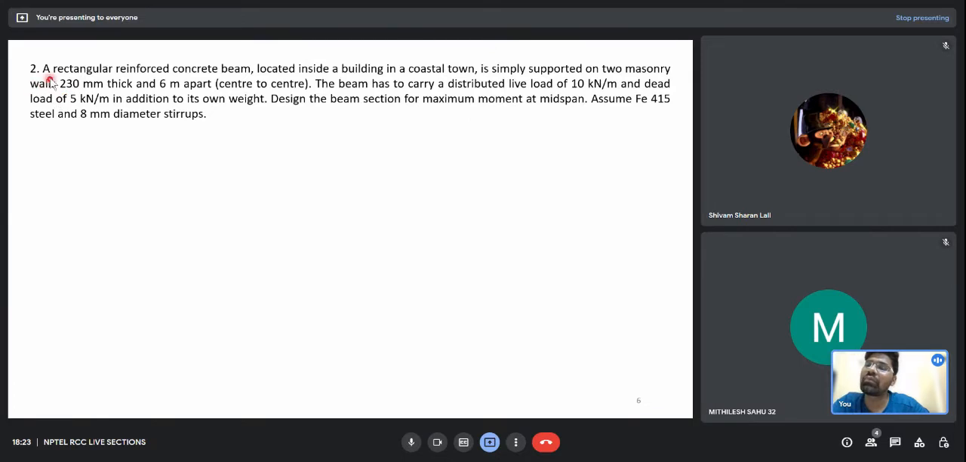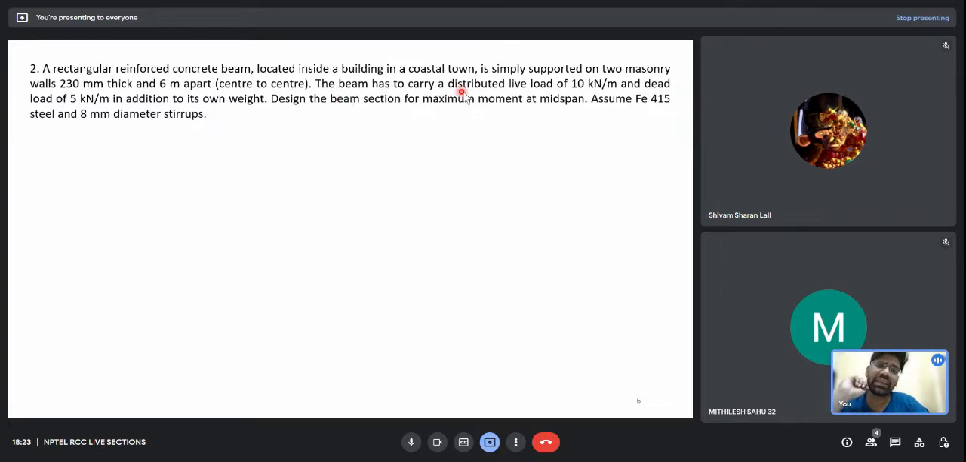So what does the second problem say? A rectangular reinforced concrete beam located inside a building in a coastal area is simply supported on two masonry walls which are of thickness 230 and they are placed 6 meter apart center to center. Okay, so we have a beam. They are resting on 230 thick walls which are placed 6 meter apart.